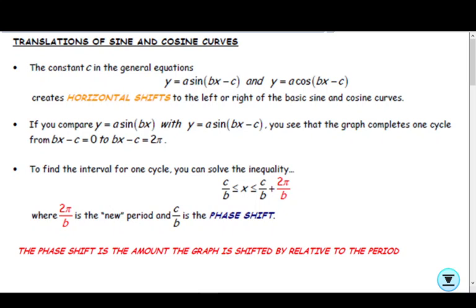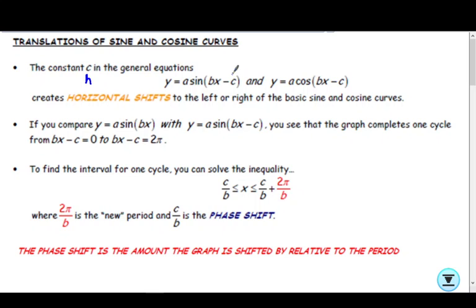Okay, so today's the last part of graphing trig, and we're going to be learning our horizontal shift and our vertical shift. Okay, but it's a little bit different. So translations of sine and cosine curves. So the constant c in the general equation that they've given us, or we're actually used to seeing it as h in our other parent functions.